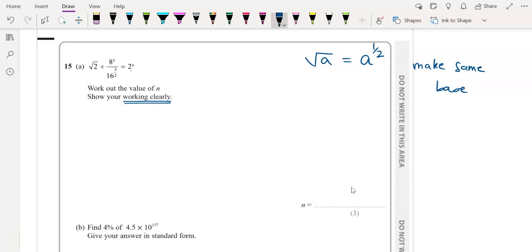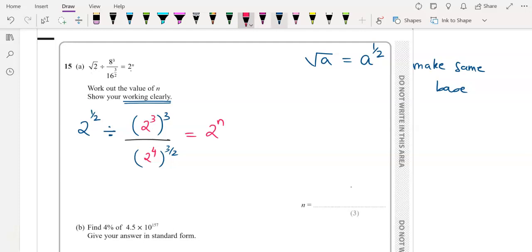So step number 1, square root of 2 I can write as 2 power half, divided by 8 power 3. In place of 8 I need 2, so 8 can be written as 2 cube, and the power 3 stays the same. Similarly, the denominator is 16 power 3 by 2. Now in place of 16 I need a 2, so 16 can be written as 2 power 4. And the right hand side you have 2 power n.